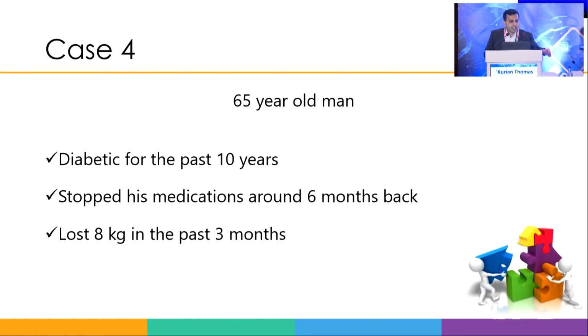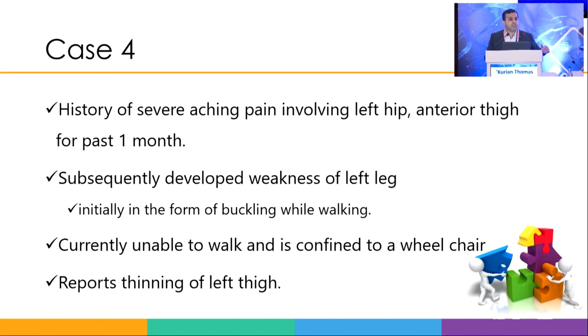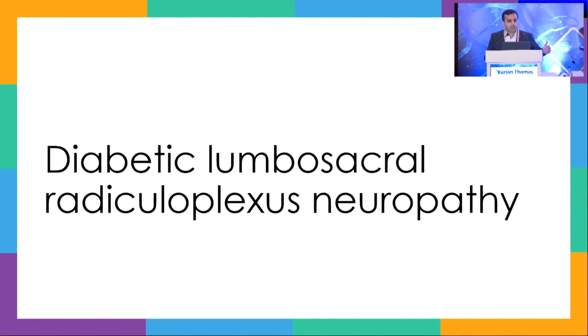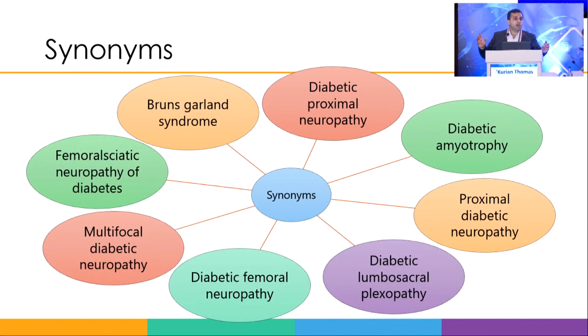So here you have again an uncontrolled diabetic patient who stopped his medications, had weight loss, and then had severe pain involving the hip and thigh, and then he developed weakness along with wasting. Clinical examination shows an asymmetric pattern of weakness with absent reflexes, initially the knee jerk. So this is a typical presentation of a diabetic lumbosacral radiculoplexus neuropathy. It's known by multiple synonyms. The first described one was the Bruns-Garland syndrome.